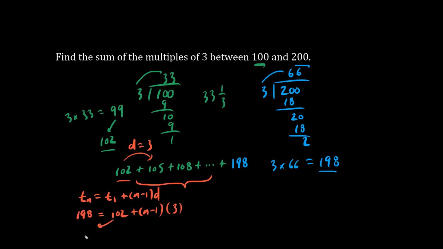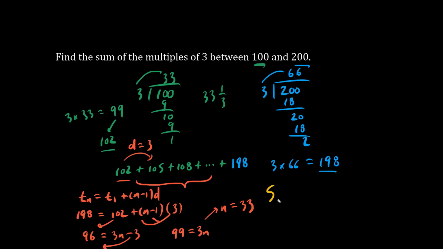198 minus 102 is 96. And we use distribution here and here. We have 3n minus 3. We throw negative 3 over, so we have 99 equals 3n. Dividing both sides by 3, n equals 33.